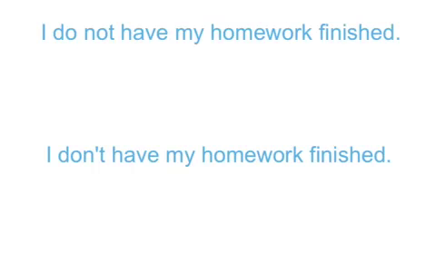So, I do not have my homework finished. Your verb phrase in this sentence would be do, have. Not is not included because not is not a verb. If you use a contraction and say, I don't have my homework finished, again, you're not going to include the n't, so you're still left with do, have as your verb phrase.